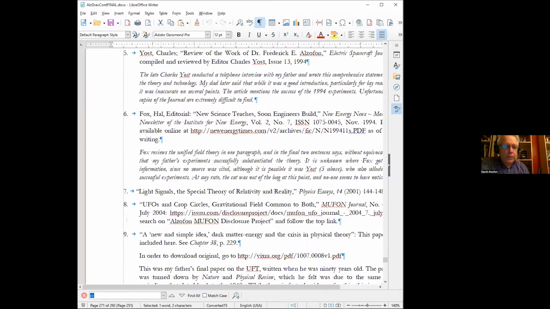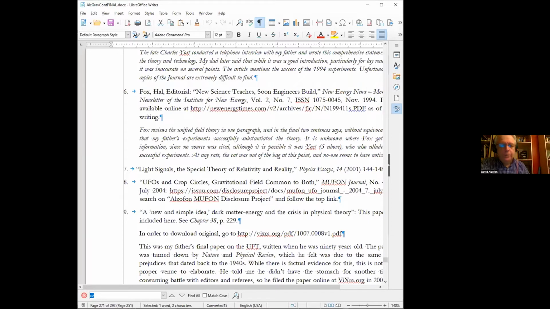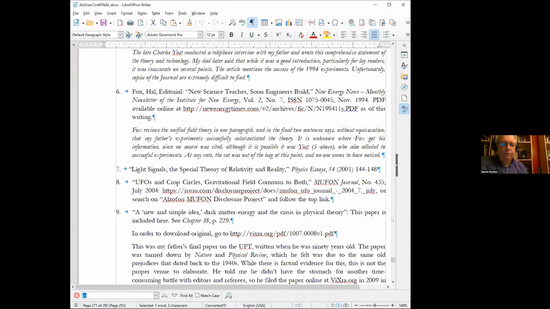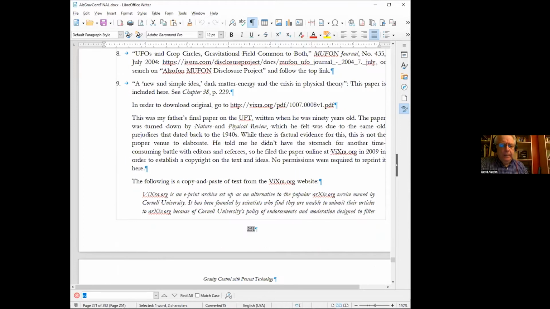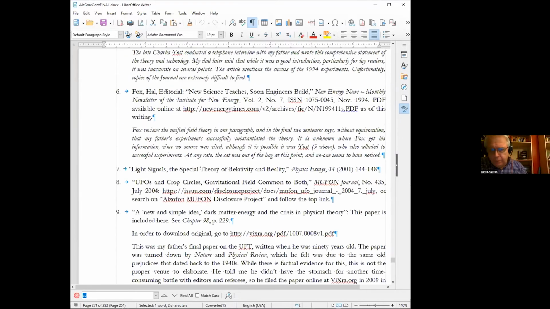Okay, so let's see what else we have here. UFOs and crop circles. This is a really good one. I know it was online. It's probably still online. This article was in the MUFON Journal number 435, July 2004. And I gave a web address for it. I don't know if that web address is still good, but you could read about how you could actually run an experiment to create crop circles using the same technology. And it would be a good deal cheaper to run than an anti-gravity experiment or a gravity control experiment. And the rest of these papers are really on its unified field theory.